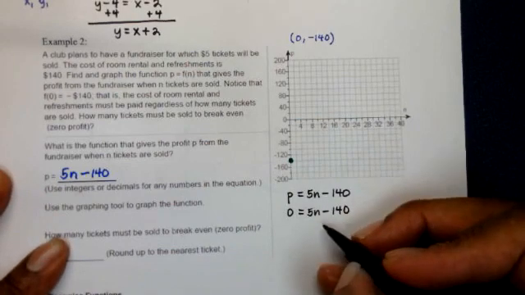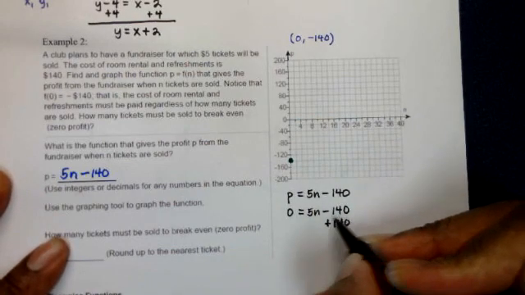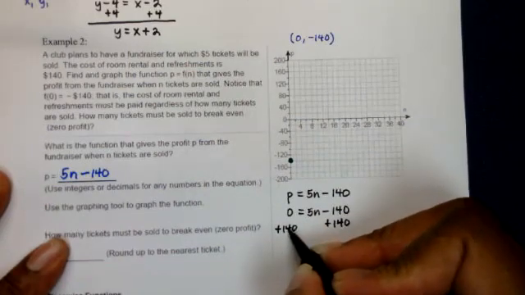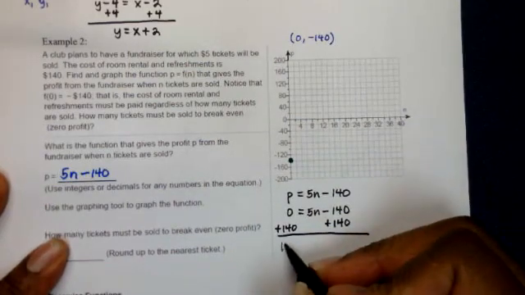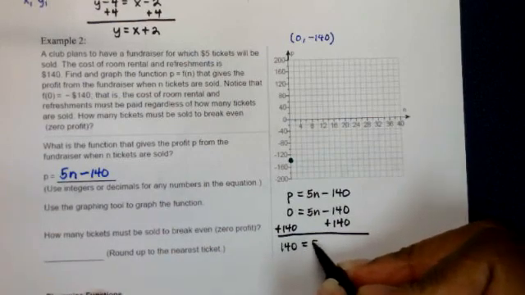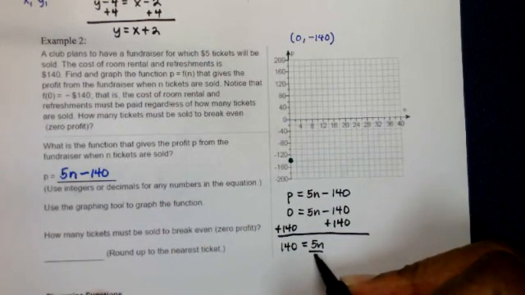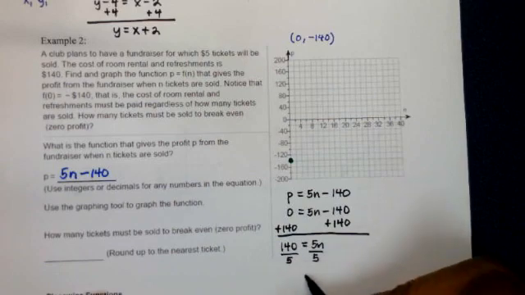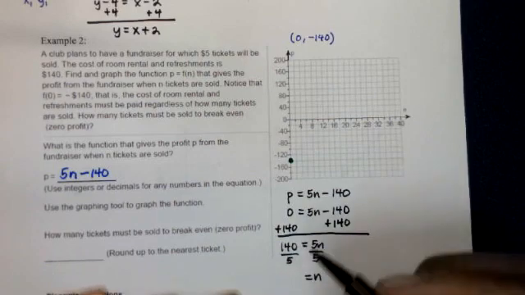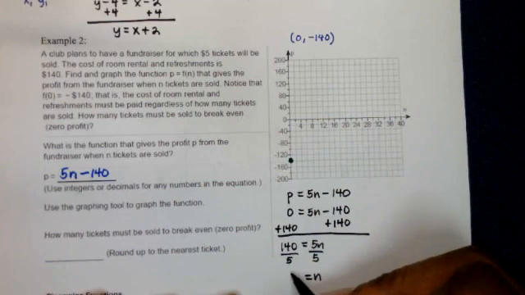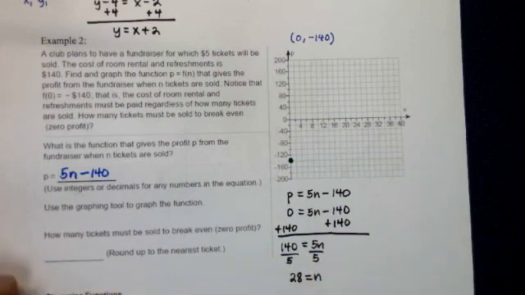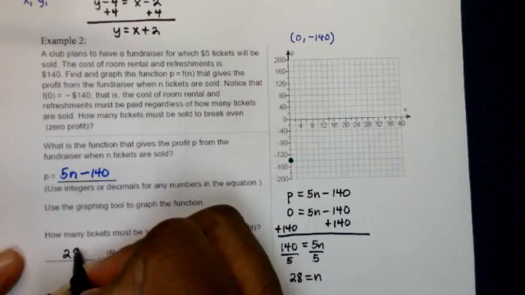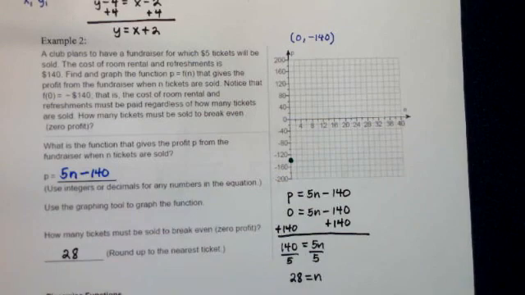Now to solve for n, we'll add 140 to both sides. So that means 140 is equal to 5n. Then divide both sides by 5. That will mean n is equal to 140 divided by 5 ends up being 28. So that means we need to sell 28 tickets to get a profit of 0 or to break even.